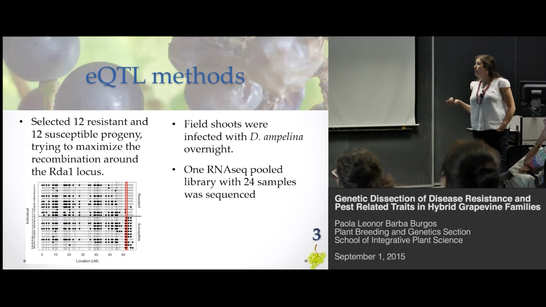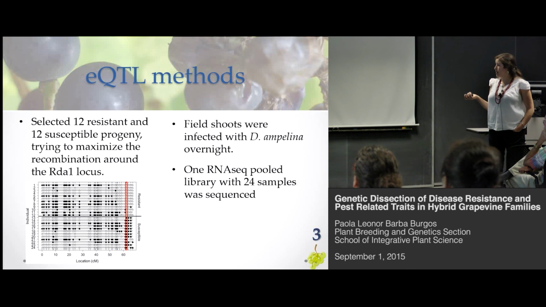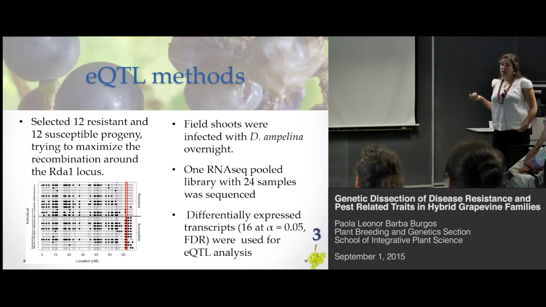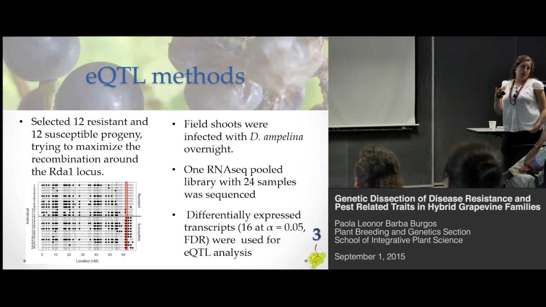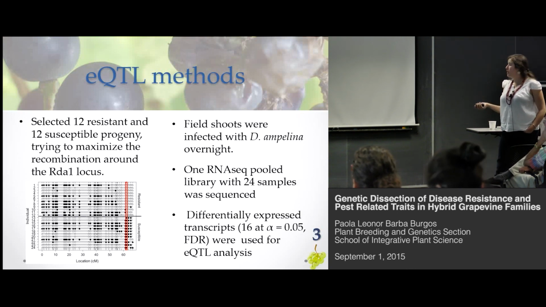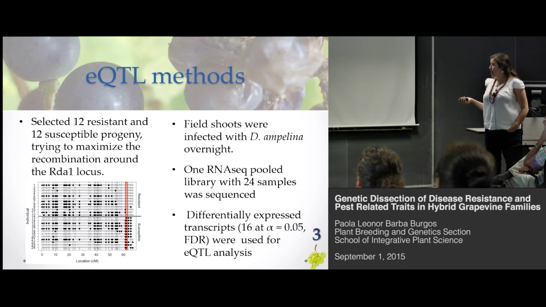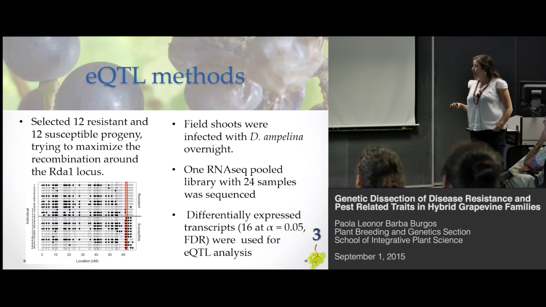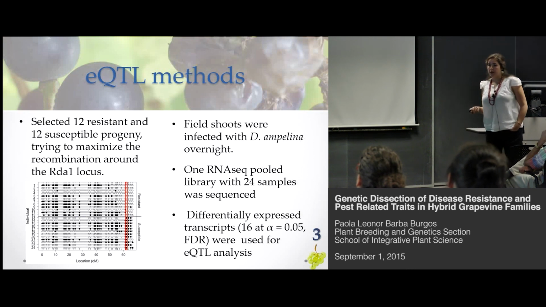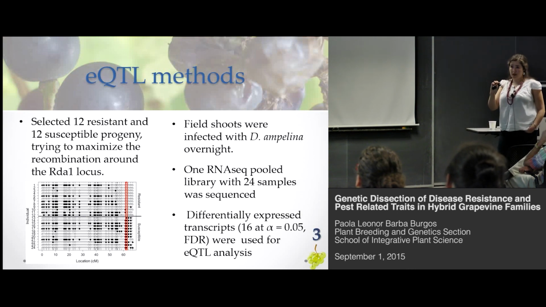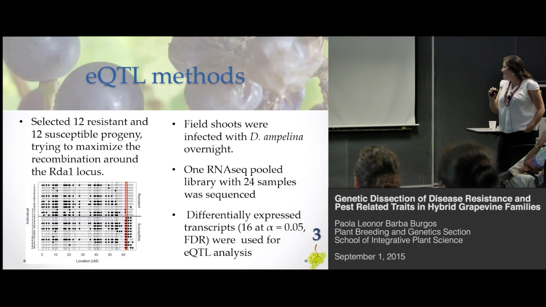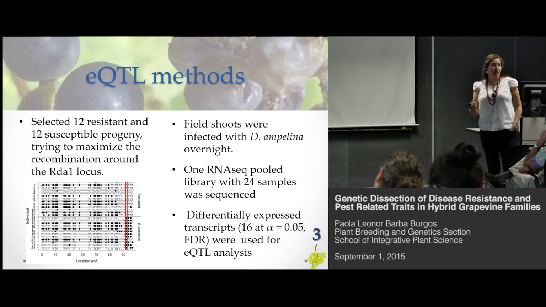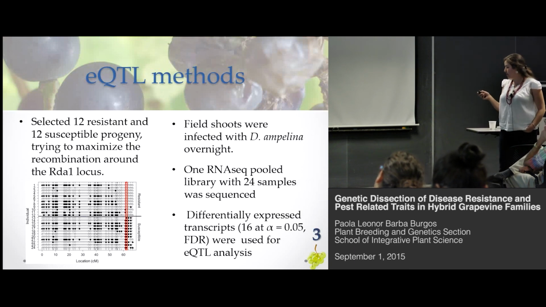We did one pooled RNA-seq library, and we looked for the differentially expressed transcripts between the group of susceptible and the group of resistant vines. And out of that, we had 16 transcripts that were differentially expressed at 0.05. So we used these 16 transcripts to do the eQTL mapping, to map these QTLs.